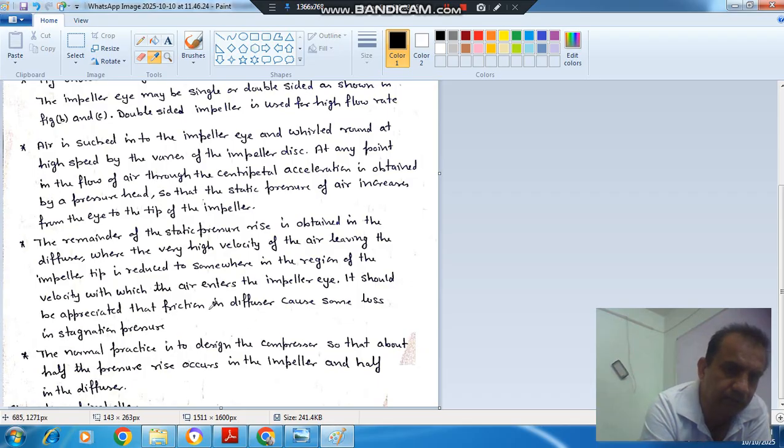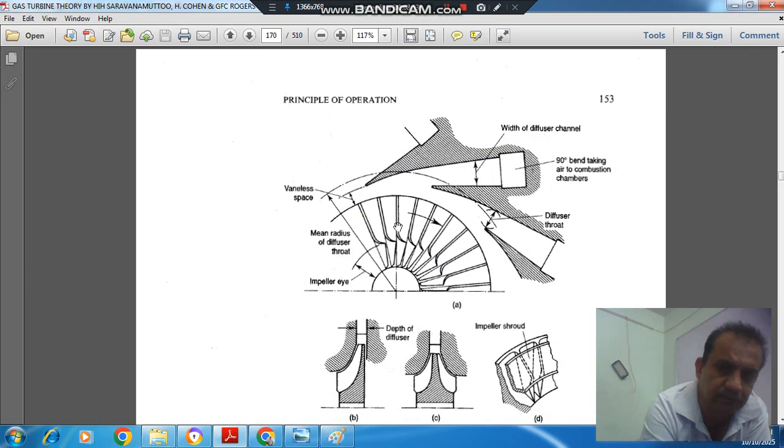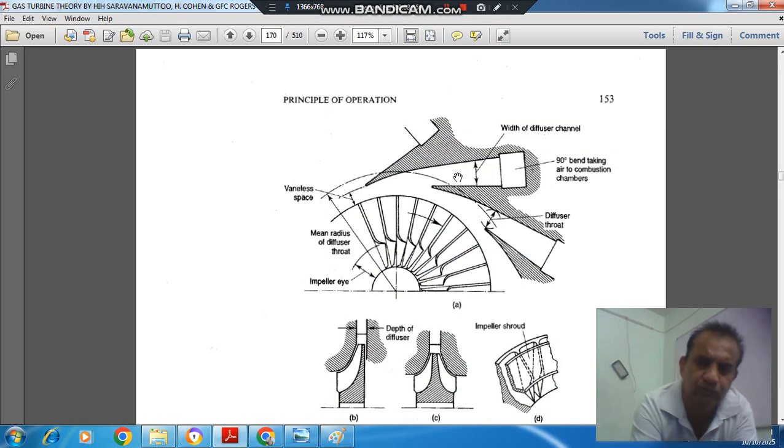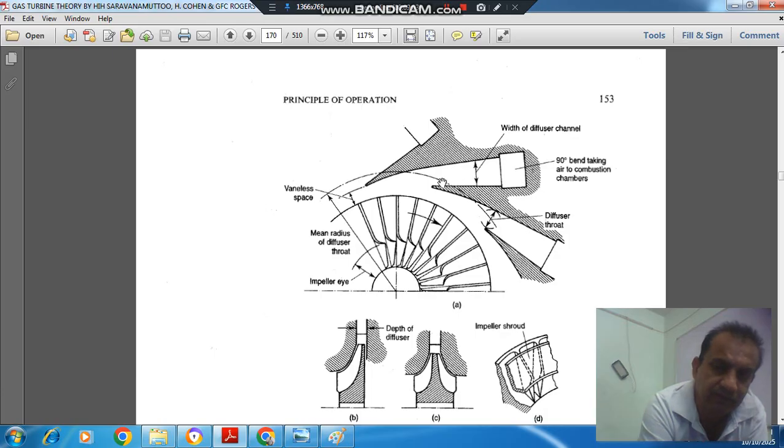It should be appreciated that the friction in the diffuser causes some loss of stagnation pressure. There is some loss of stagnation pressure, but static pressure rises. Stagnation pressure is total pressure, that is dynamic pressure as well as static pressure. Static pressure rises, dynamic pressure reduces, and total pressure may reduce due to friction. Total pressure is dynamic pressure plus static pressure. So dynamic pressure changes to static pressure here, but total pressure may reduce due to friction in the diffuser.